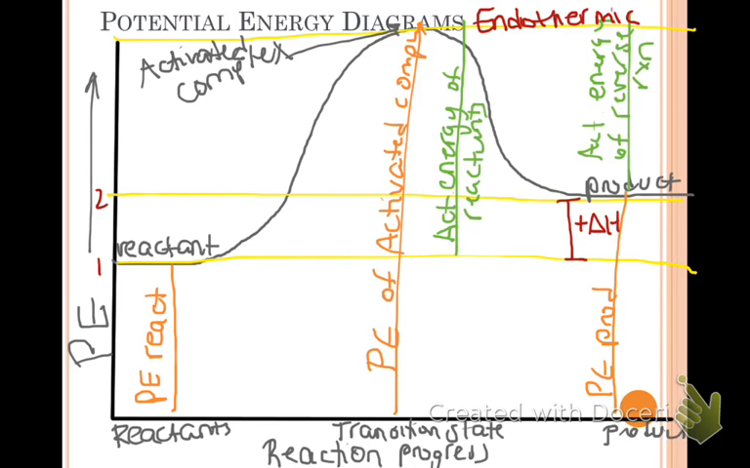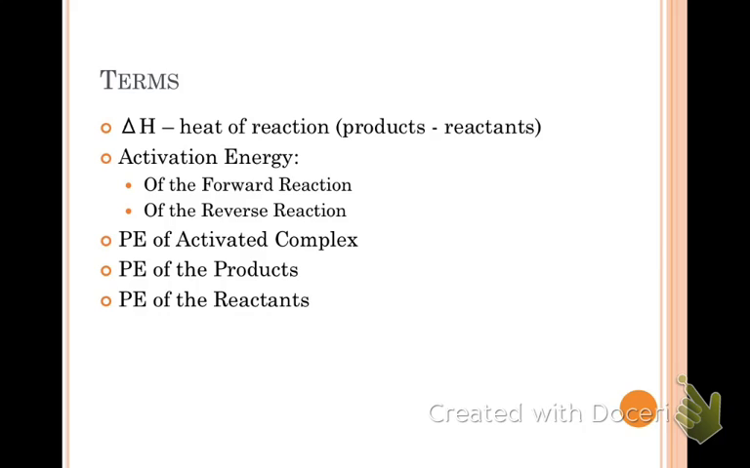Okay. So this is the basic potential energy diagram. You will need to know the difference between an endothermic and an exothermic and be able to draw each of them from a blank piece of paper. So what I suggest doing is just practice it a whole bunch of times. Alright, so this is what everything means.